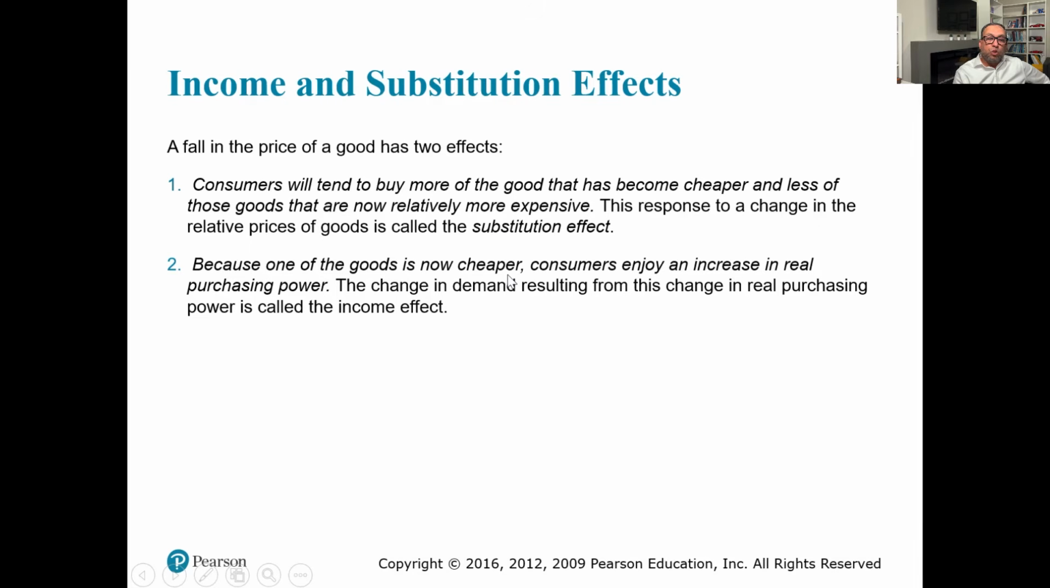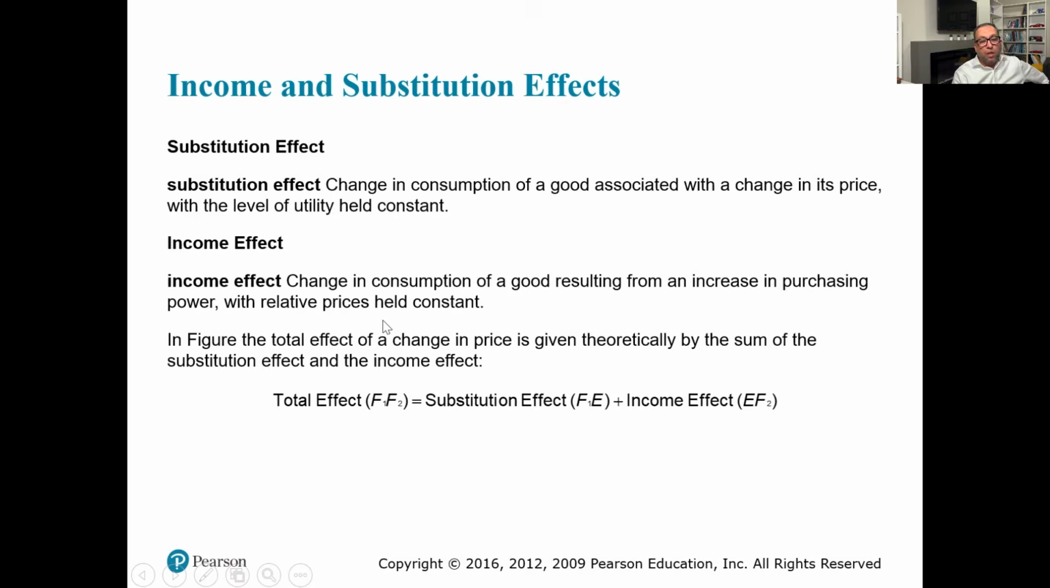Because one of the goods is now cheaper, the consumer enjoys an increase in real income. Why? Because the budget is the same, the income level is the same, but when the price of one product goes down, what is happening? Your purchasing power increases. Now this increase in purchasing power may cause an increase in the demand for the other good as well, or an increase in the demand for the same good as well. But these increases in the demand for both goods are due to the income effect. Why? Because the real income is increasing. So the change in demand resulting from this change in real purchasing power is called the income effect.